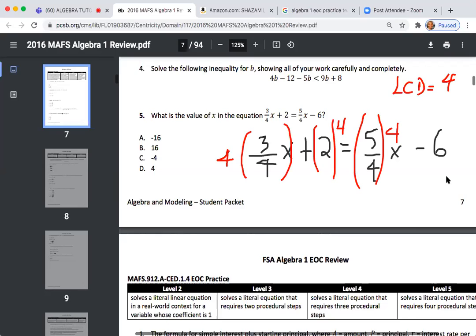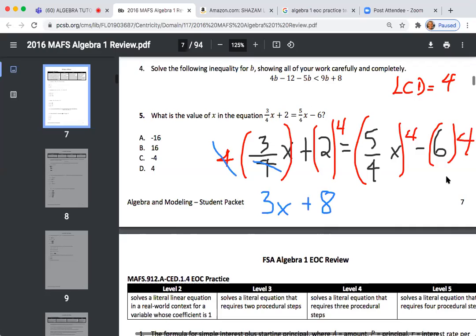Ooh, I left out my X there. Okay, let's make sure that X is inside the parentheses, okay? Every term, I'm going to multiply it by 4. Why am I multiplying by 4? To eliminate the fractions, because people don't like working with fractions, okay? So here, guys, let me use a different color here. I'm going to show you what happens, okay? For the first one, the fraction cancels out because the 4's get canceled out, leaving you with 3x. 4 times 2 is 8. Over here, the 4's cancel out, leaving you with 5x. And then 6 times 4 is 24.